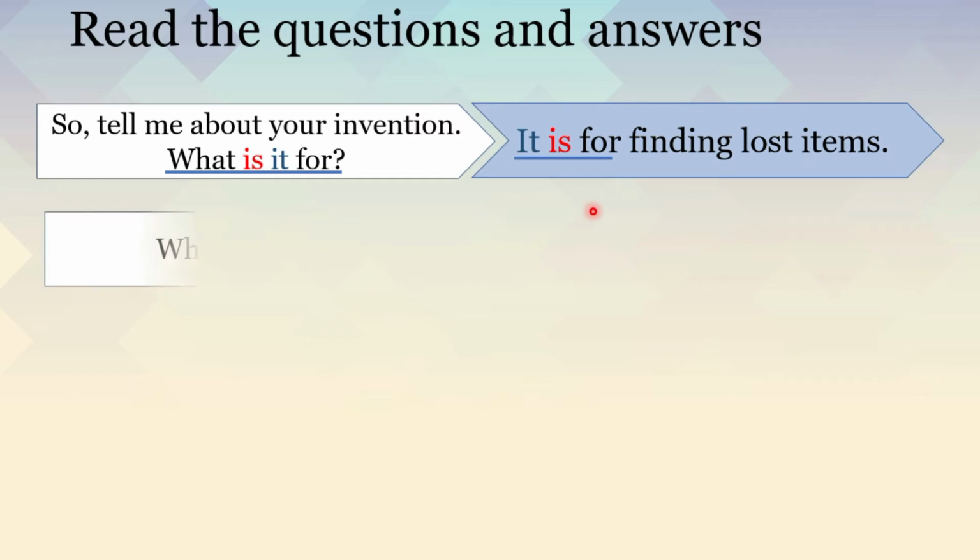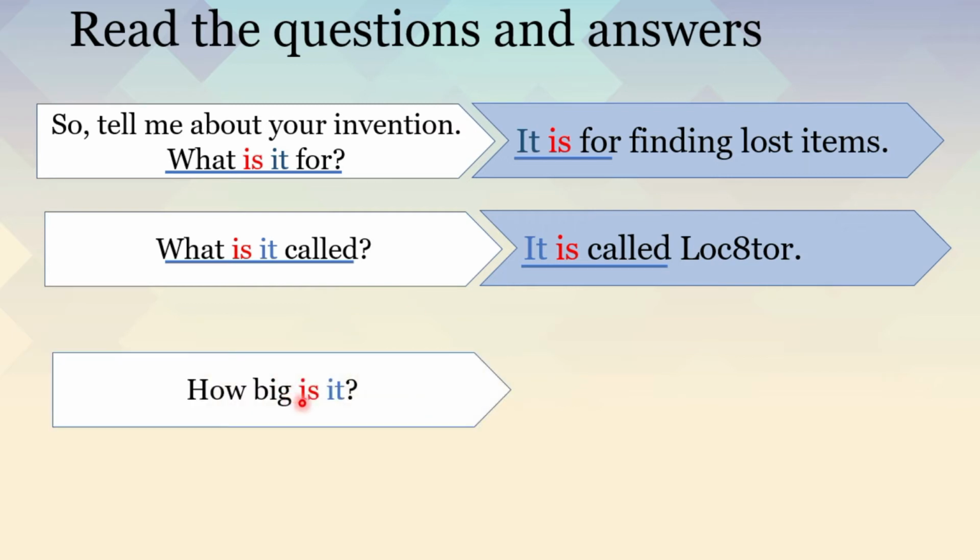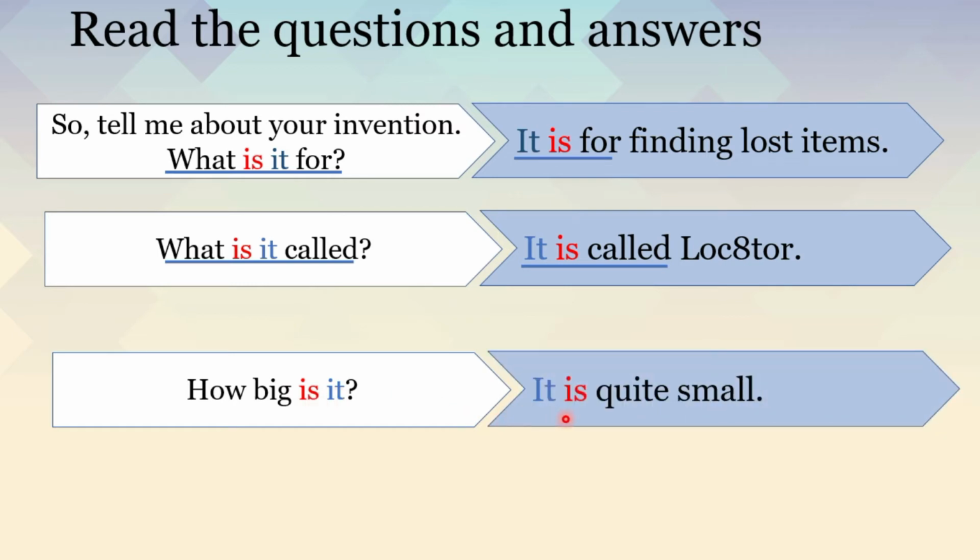Next question. What is it called? It is called locator. Notice the word order of both the question and the answer. And the last question here we have, how big is it? And the answer is, it is quite small. Notice the word order.